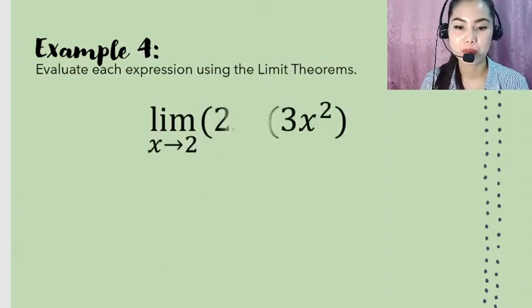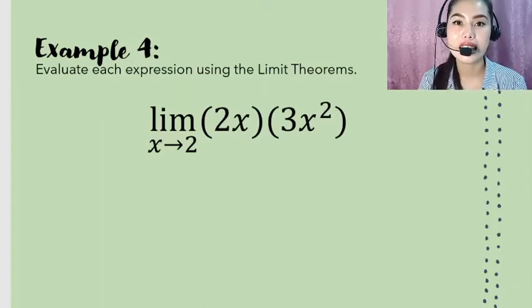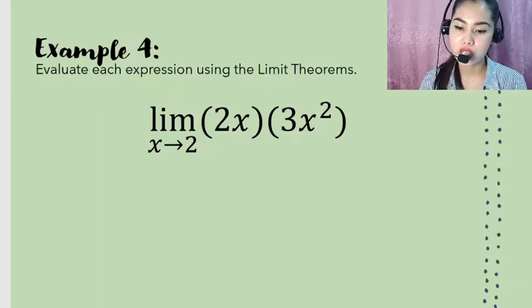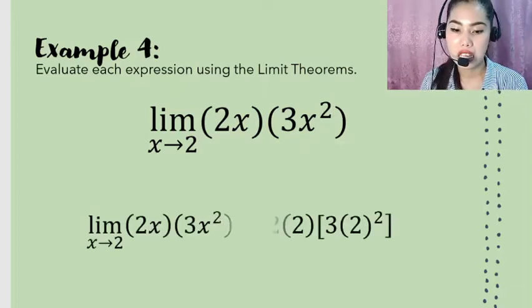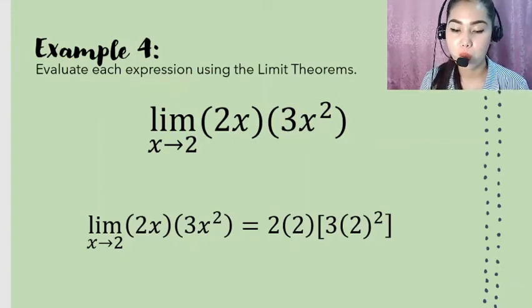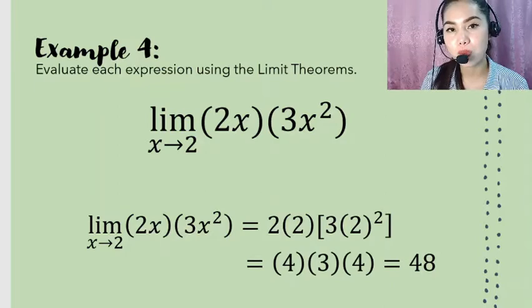Fourth example, we have to determine the limit of the quantity 2x times the quantity 3x squared as x approaches 2. Now this is an example under the theorem limit of the product of two functions, wherein all you have to do is to simply again substitute all the values of x by 2, in which you will then have 2 times the quantity 3 times 2 squared, which is equivalent to 48.